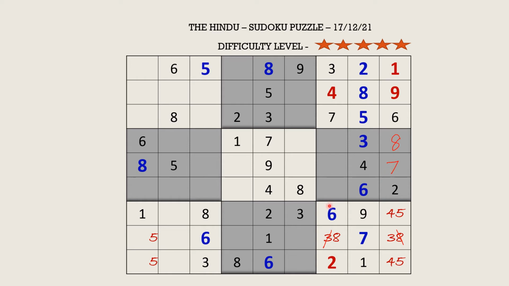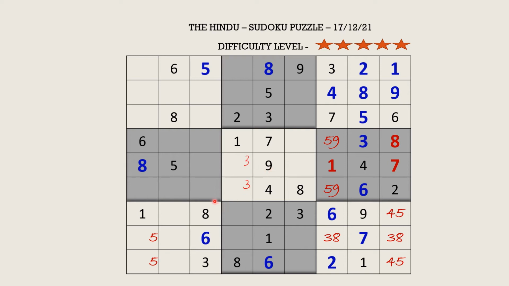Coming down to this column, here 8 blocks, and the missing numbers are 1, 2, 3, 4, 5, and 9. So here 5 and 9 blocking. So this takes 1, and these two cells take 5, 9 pair. So here 3 is blocking here, and there is a 3 blocking here. So these two cells possibly take 3. Let's mark it with 3.